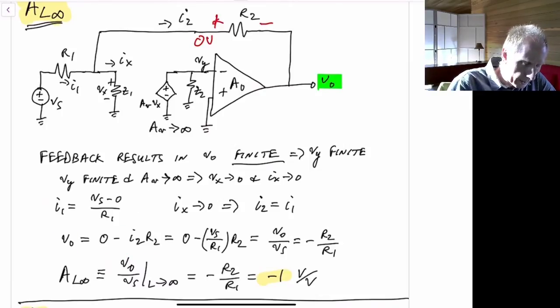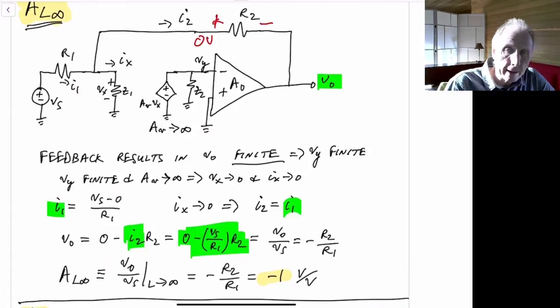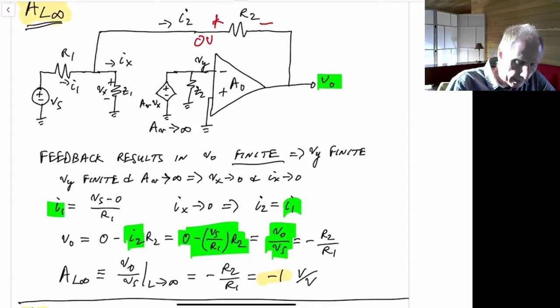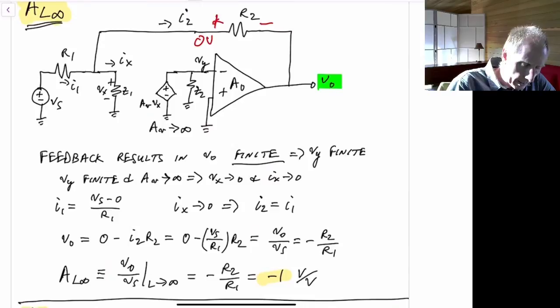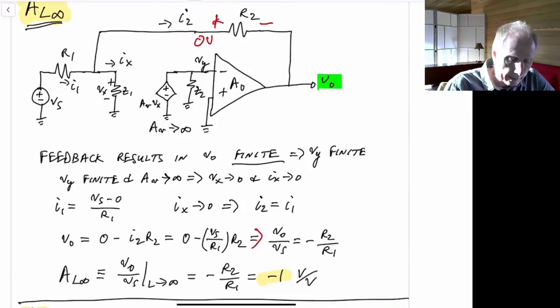We already know that I2 is equal to I1. We have I1 over here, so we can then write this equation, that it's 0 minus Vs over R1 times R2. And that implies that V out over Vs is just equal to minus R2 over R1. Sorry, right here should be an arrow. So it's V out over Vs is now equal to minus R2 over R1.